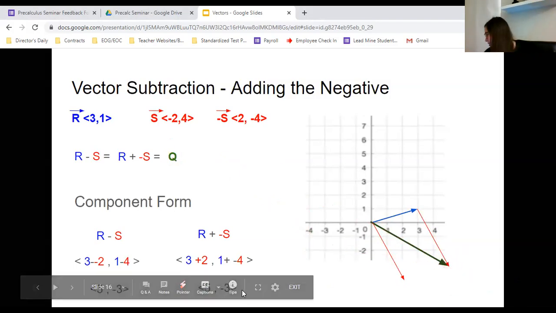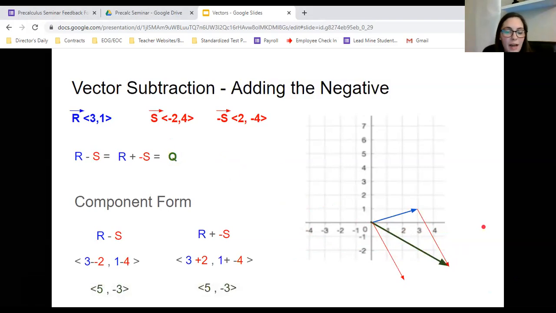You guys can't see that on your screen, can you? Okay, so I'm going to try not to move this so that the little thing goes away. But you can see the component form here. I've put them 2 different ways. The first one being r minus s, the second one being r plus -s. You can think of it either way. You'll get the same answer whether you do r minus s or r plus -s.